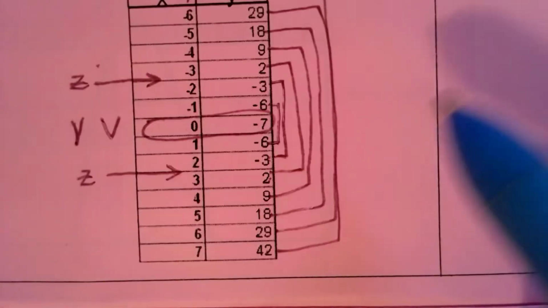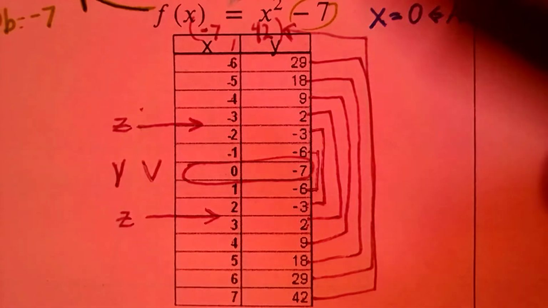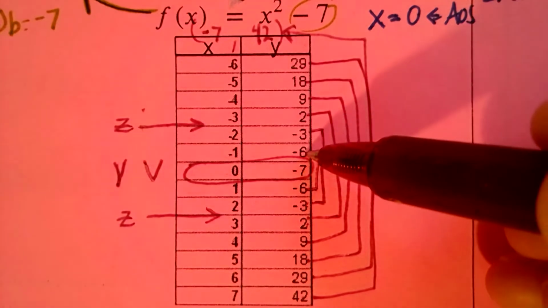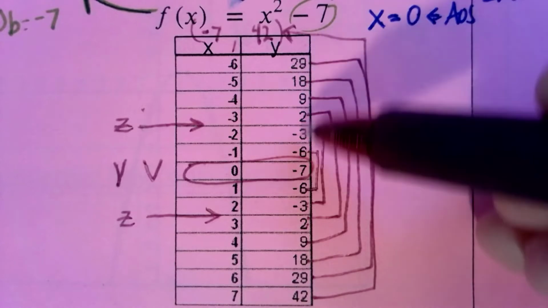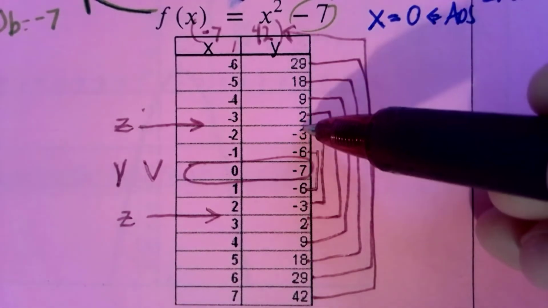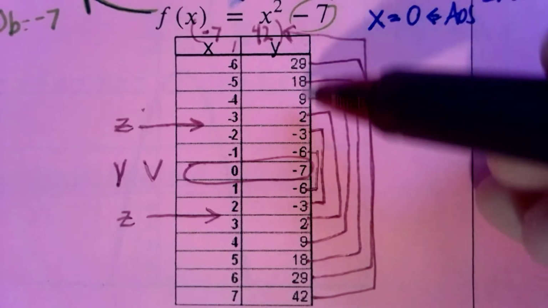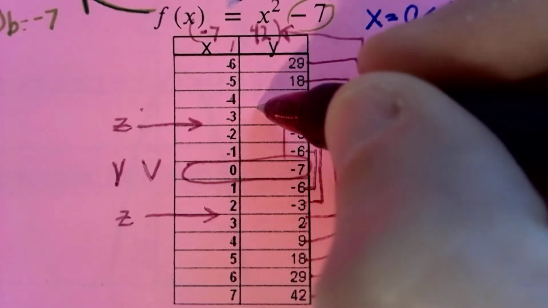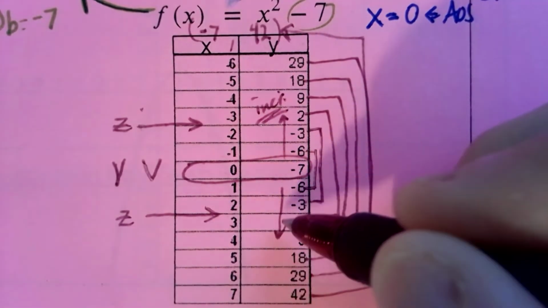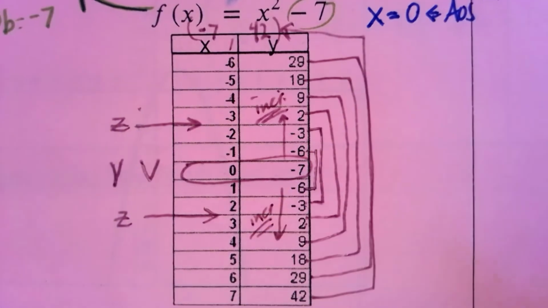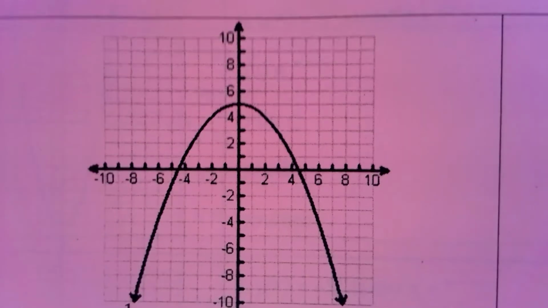Now, how can I tell that from this graph? Well, the way that I can tell is I look at what's happening to the y values as they move away from the vertex. Remember, y goes up and down, right? Well, -7, -6, -3, 2, 9, 18, 29, they're getting bigger. As they move away from the vertex, they're increasing. And even in this direction, as they move away from the vertex, they're increasing. That means we're opening up. Okay, so let's look at this one and let's kind of compare that.